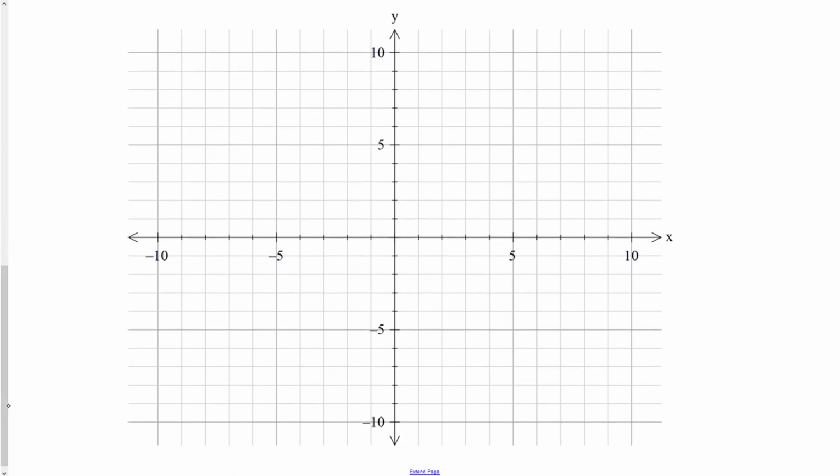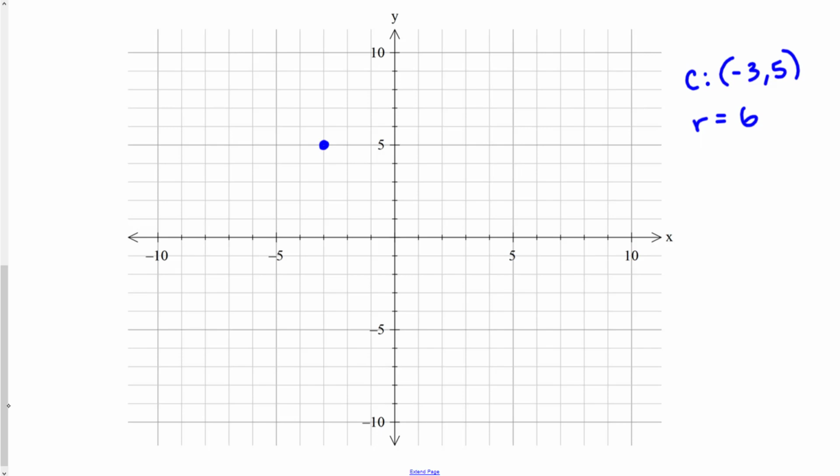So let me just write up. My center was at negative 3, 5, and my radius was 6. So negative 3, 5, I'll plot first. So negative 3 on the x, 5 on the y. So right there. Now, I need to plot this circle by using a radius of 6.